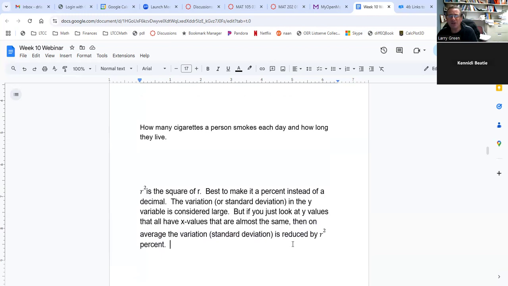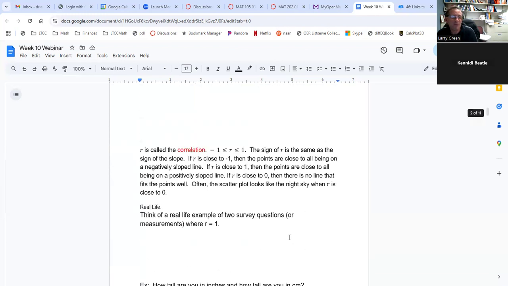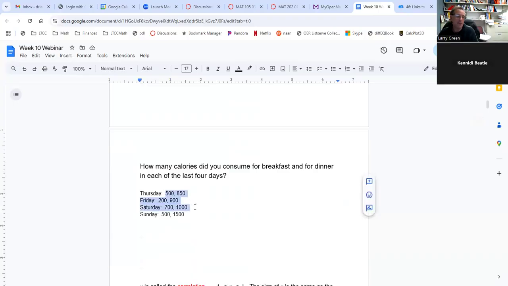Okay, so now let's do the example. We have these numbers, and I'm going to rewrite them just so I can type them in: 500, 200, 700, and 500 again. And then we had 850, 900, 1,000, 1,500. I want to find r, and I want to find r squared. I'm going to find other stuff too. Any guess on how I'm going to do that?